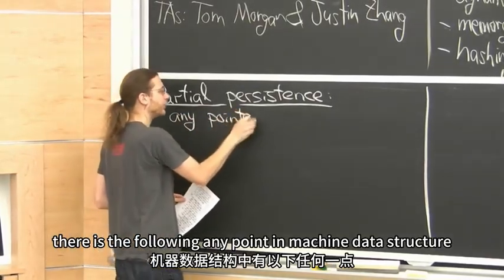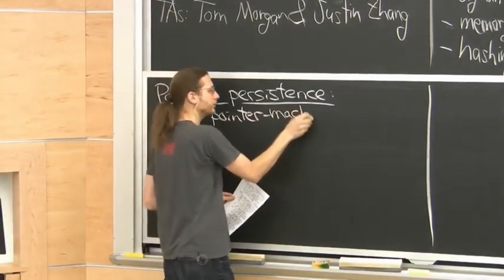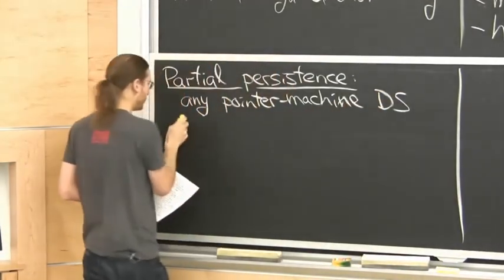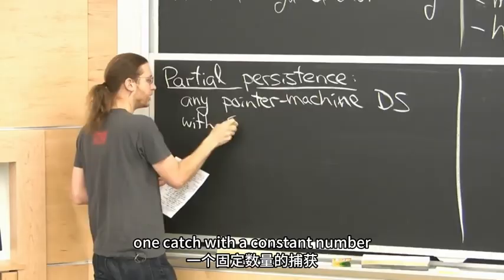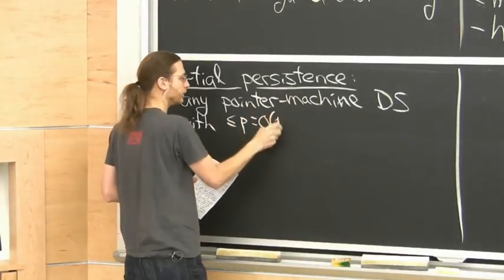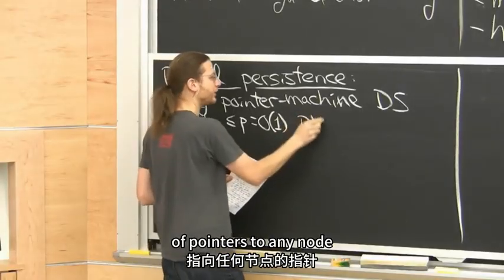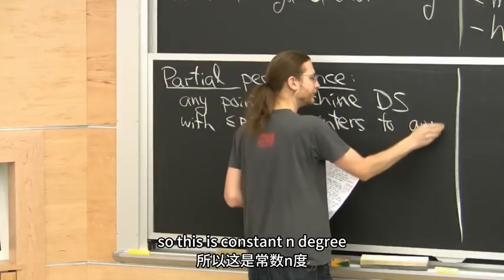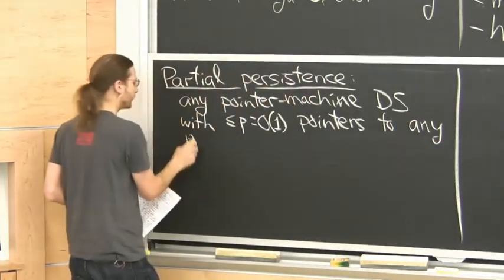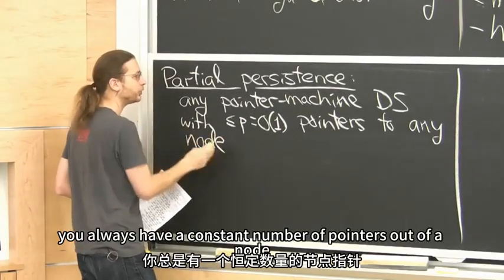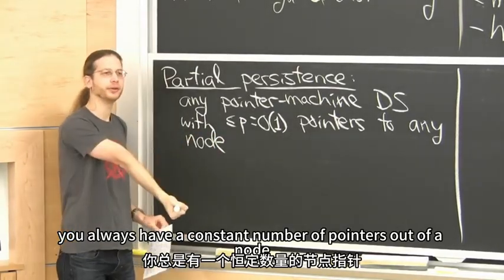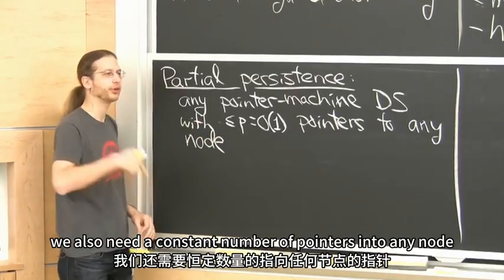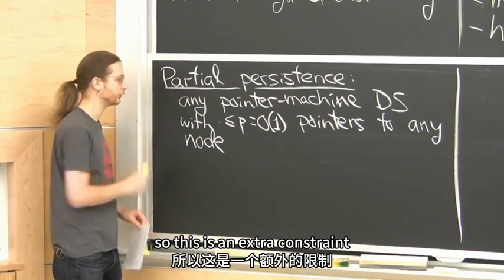Any pointer machine data structure with a constant number of pointers to any node. So this is constant in degree. In a pointer machine, you always have a constant number of pointers out of a node at most. But for this result to hold, we also need a constant number of pointers into any node. So this is an extra constraint.